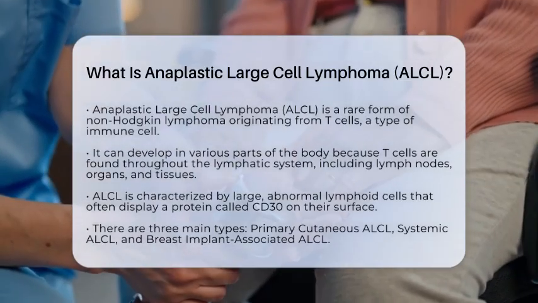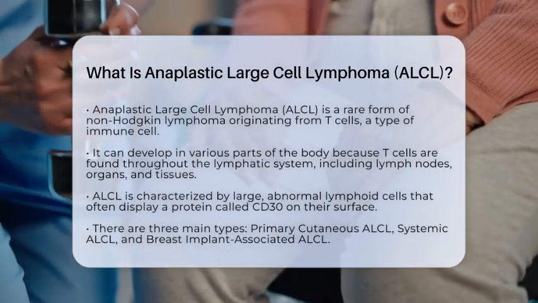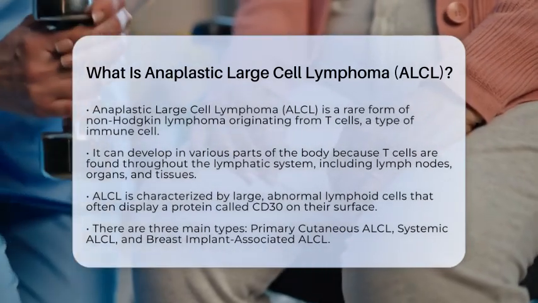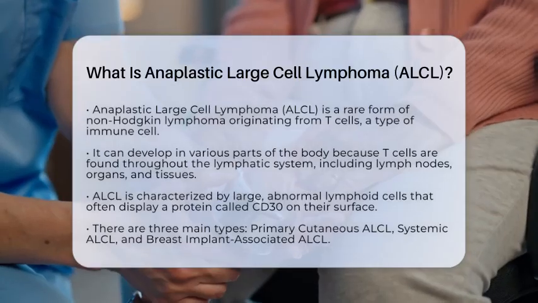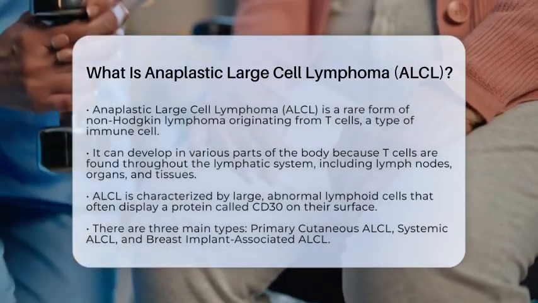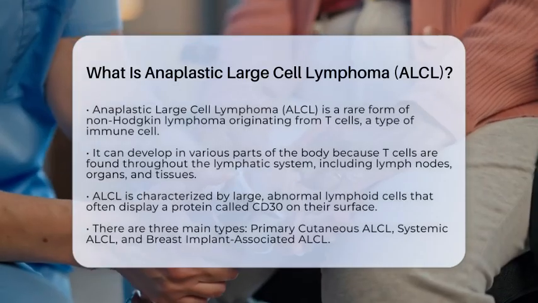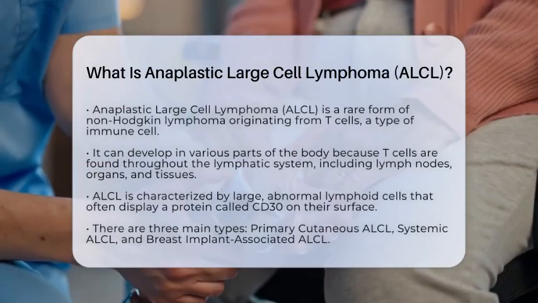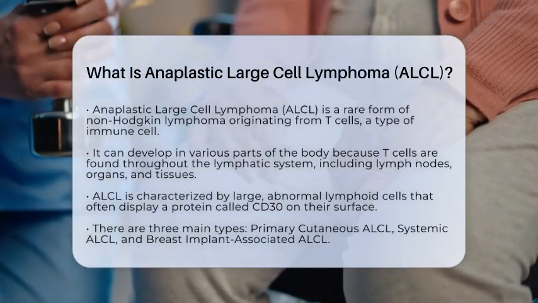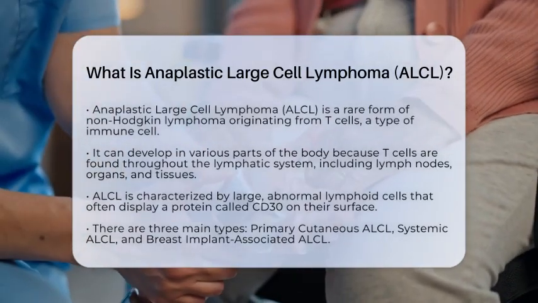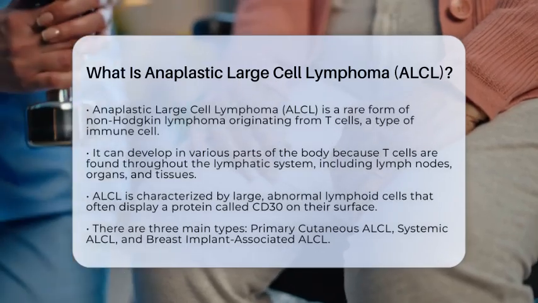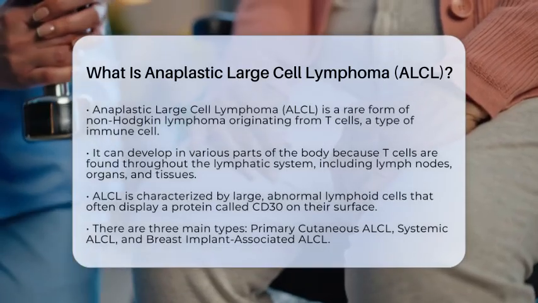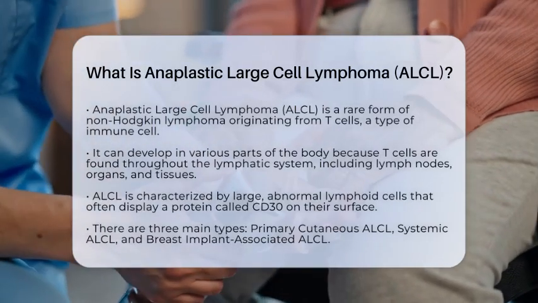helps fight infections. ALCL is quite uncommon and can appear in different parts of the body because T cells are found throughout the lymphatic system, which includes lymph nodes, organs, and tissues. This lymphoma is characterized by large, abnormal lymphoid cells that often express a protein called CD30 on their surface. These cells look different under a microscope compared to normal lymphocytes, which helps doctors identify ALCL. The disease can behave differently depending on its type, which is important for understanding treatment and prognosis.